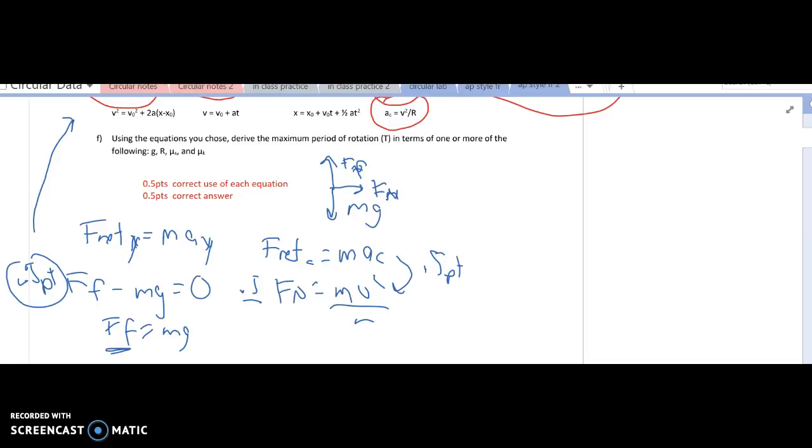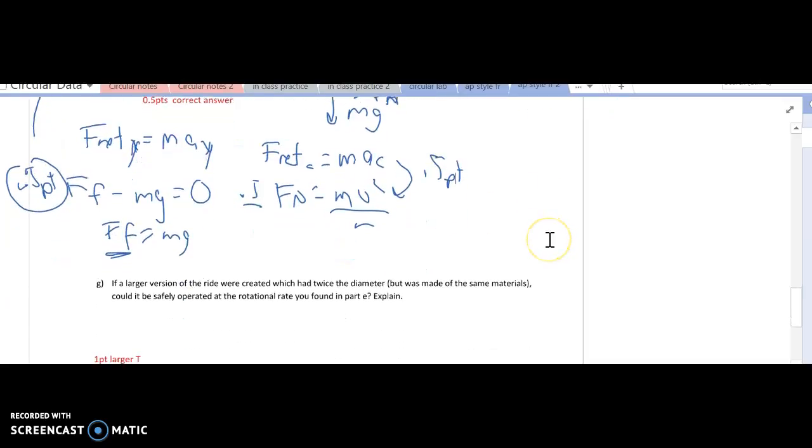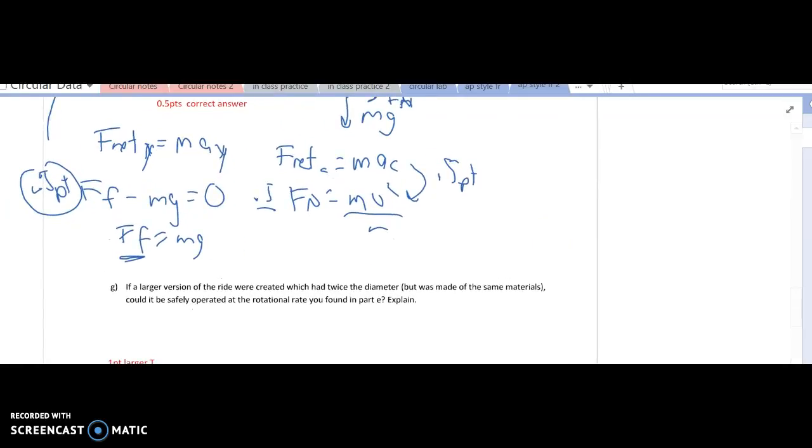So from here, I'd go to the next step, and I would say force of friction, if I rewrote this one here, equals mu Fn. Then I could plug in this one, so I got 0.5 points for writing this. And this equals, we said Fn equals mv squared over r. So I'll do mu times mv squared over r, and that equals mg.